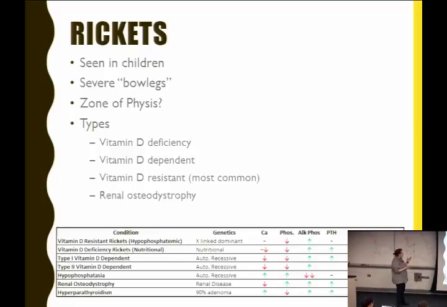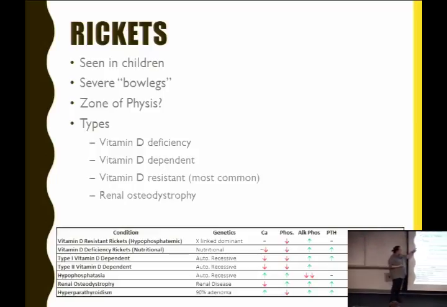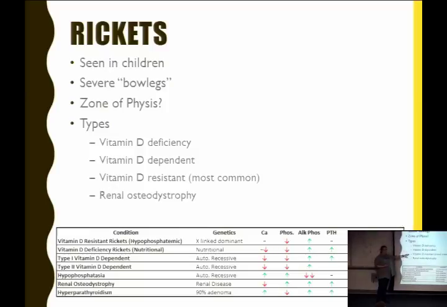And there's different types of rickets. So there's vitamin D deficient rickets, vitamin D dependent, there's resistant, which in the US is by far the most common, and renal osteodystrophy produces rickets as a secondary problem, right? If your kidneys aren't working well, you're not retaining calcium.